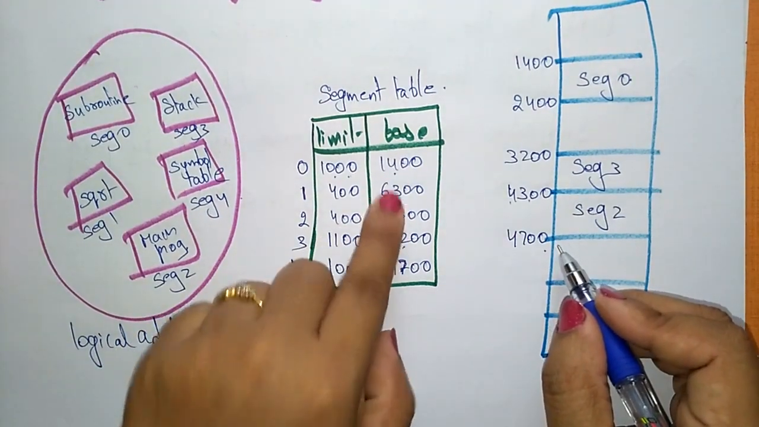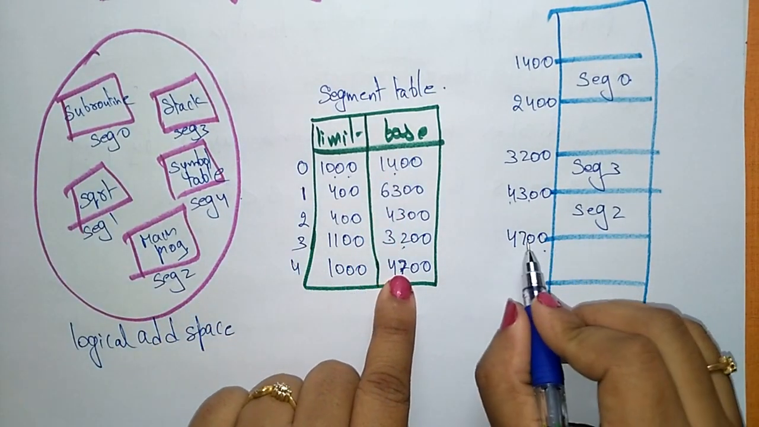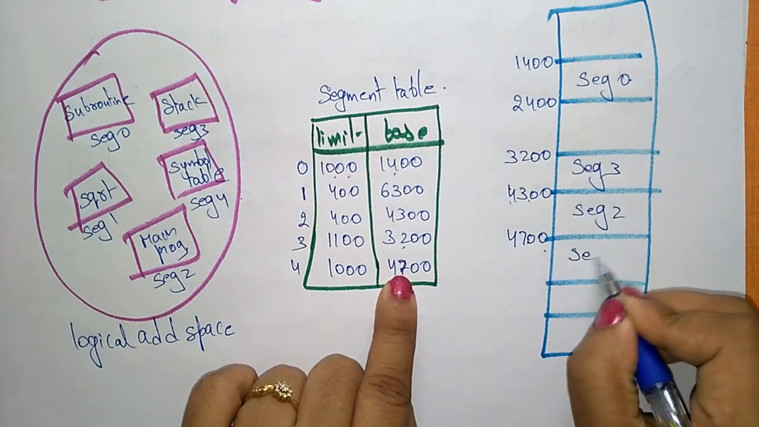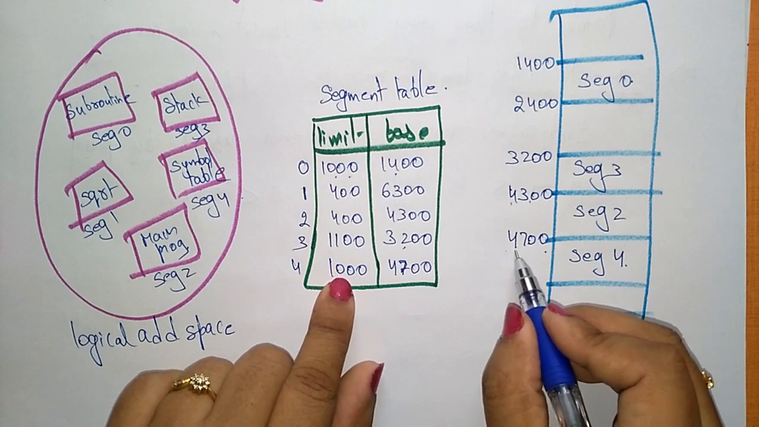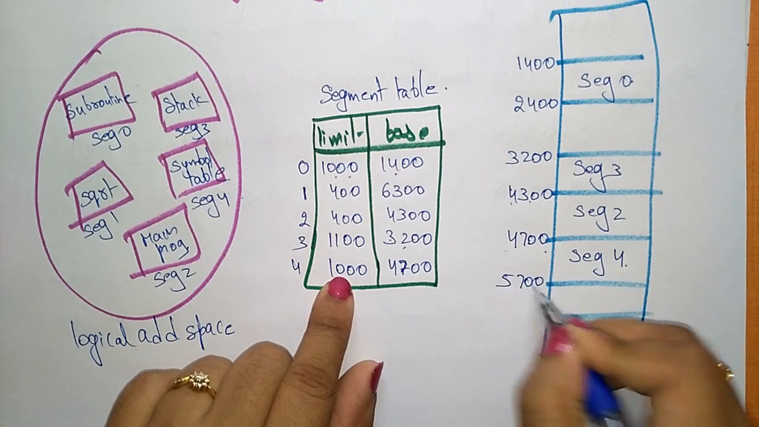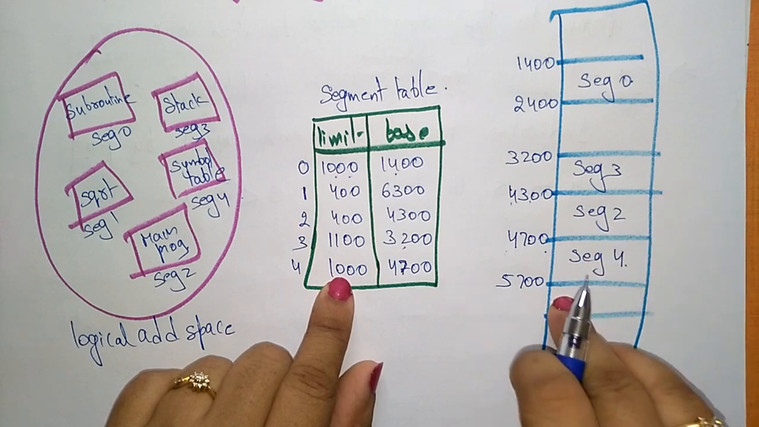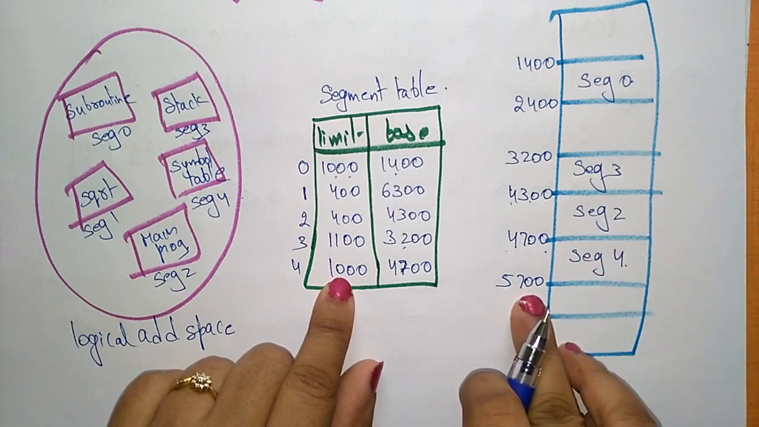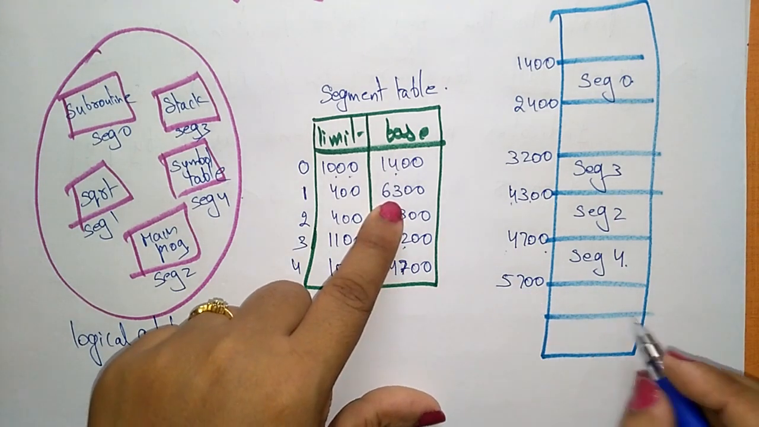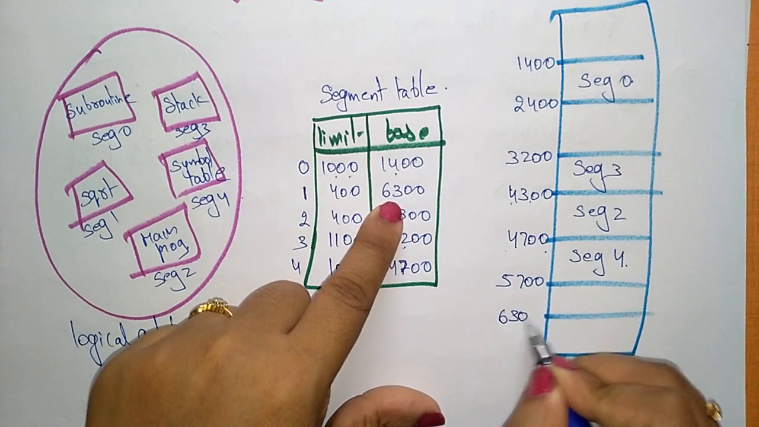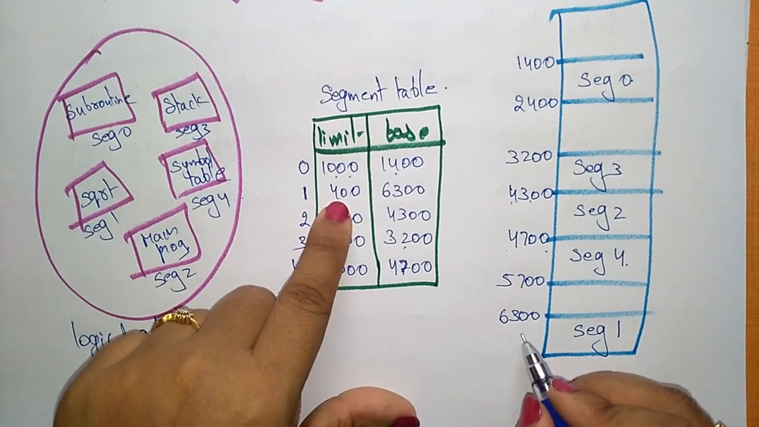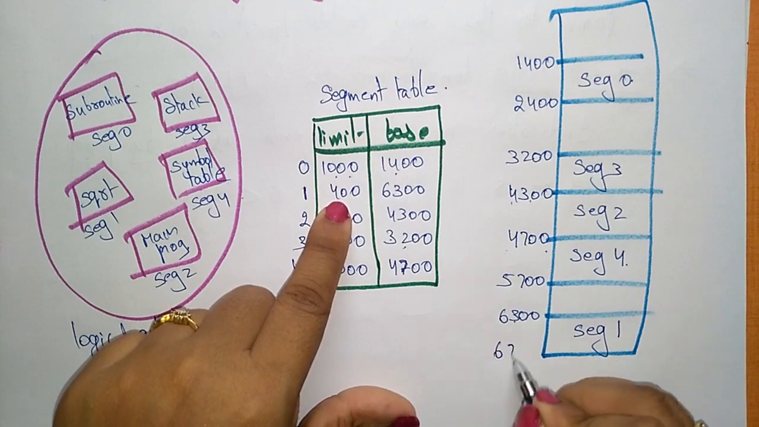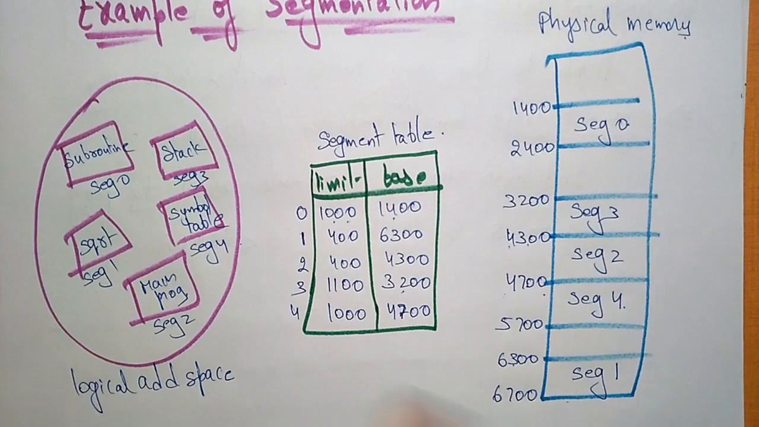The next location is 4700. So now add segment 4. The size of segment 4 is 1000. Adding 1000 to this, the starting address is 4700 and the end of that segment is 5700. The next one is at 6300, and this is segment 1. The limit is 400, so adding 400 to 6300 gives 6700. This is how each segment is stored in the physical memory.